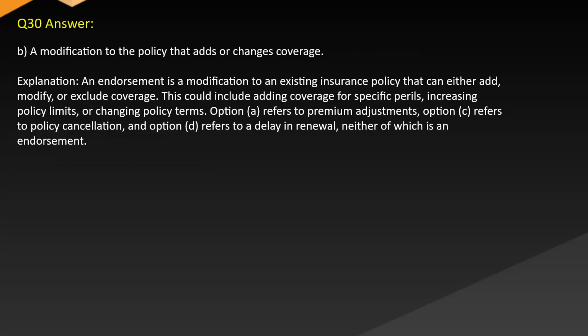Answer: B. A modification to the policy that adds or changes coverage. Explanation: an endorsement is a modification to an existing insurance policy that can either add, modify, or exclude coverage. This could include adding coverage for specific perils, increasing policy limits, or changing policy terms. Option A refers to premium adjustments, option C refers to policy cancellation, and option D refers to a delay in renewal, neither of which is an endorsement.